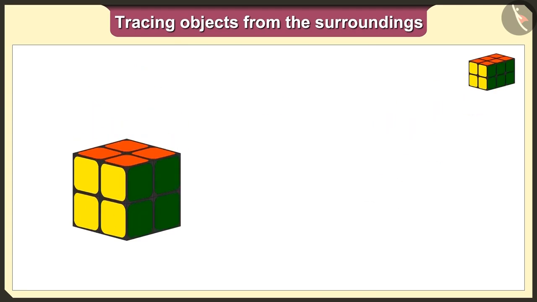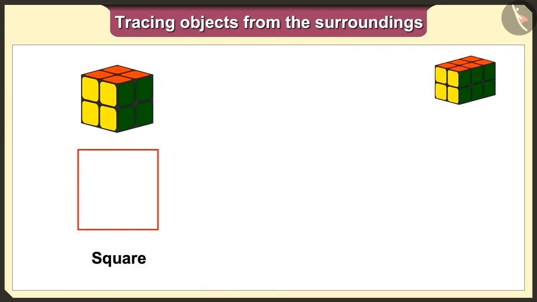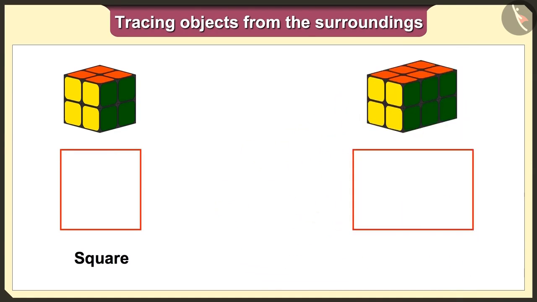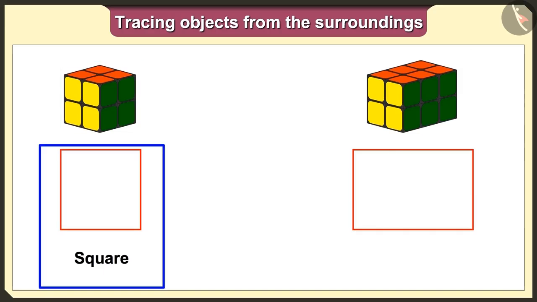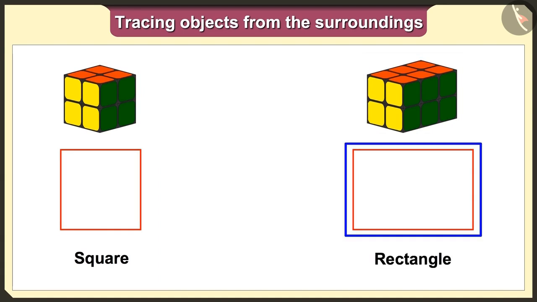If we keep this cube toy on paper and trace it, then we will get the square shape like this. And if we keep this cuboid toy on paper and trace it, then we will get the big square shape like this. Oh, Tallman, we will get the square shape if we trace this cube toy. But when we trace this cuboid toy, we do not get a big square shape, but we get a rectangle shape.